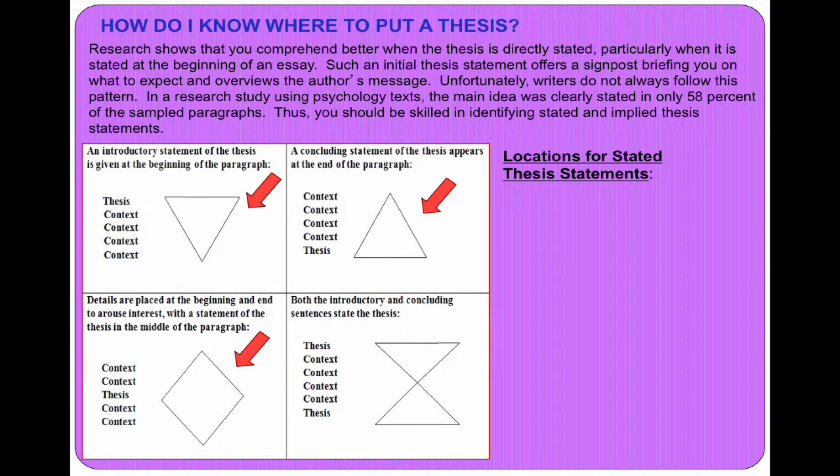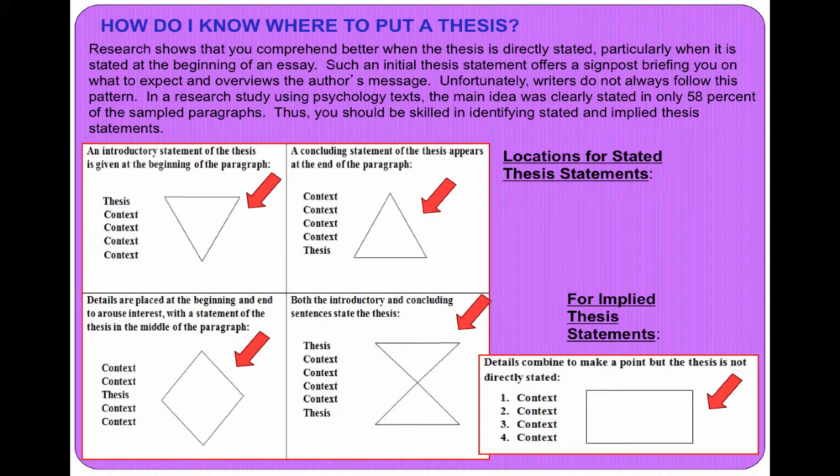So the context comes before and after the thesis in the middle of that diamond-shaped example. Both the introductory and concluding sentences state the thesis. So you start with the thesis, give some context, and end with the thesis. For implied thesis statements, the details are combined to make a point, but the thesis is not directly stated, so it is only context within the box. Pause here and do the practice.